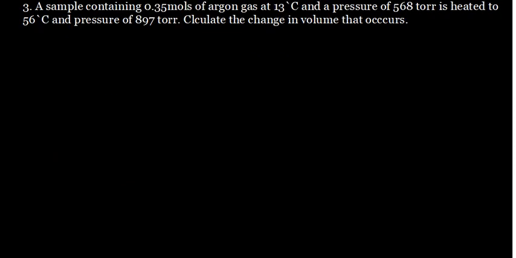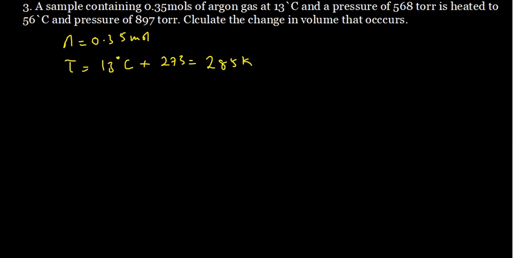Let's consider this one, a sample containing 0.35 moles of argon. So the number of moles is given as 0.35 moles, and then we've been given the temperature at 13 degrees Celsius. We can actually just add 273 to convert to the right unit. So 13 plus 273, that is going to be 286 Kelvin.